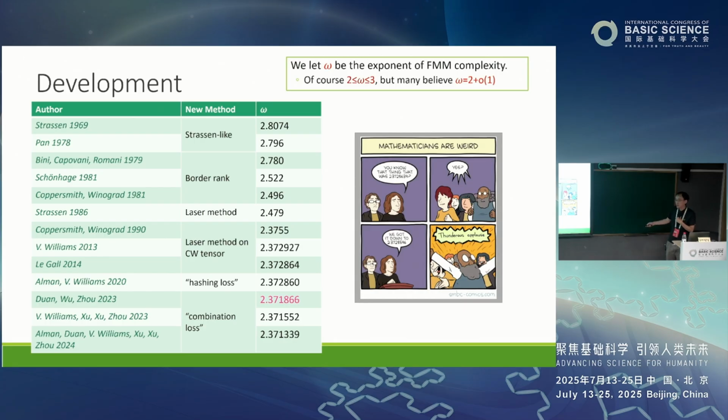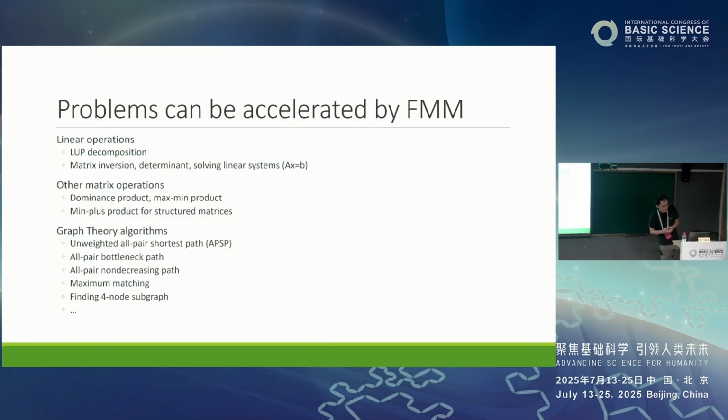And this is the current time bound. The best so far is like 2.7371, and this paper improves this bound. First we'll see that the time complexity n to the omega is related to many other problems. These are some problems which can be accelerated by fast matrix multiplication algorithms, like linear operations, other matrix operations, or other graph theory algorithms.